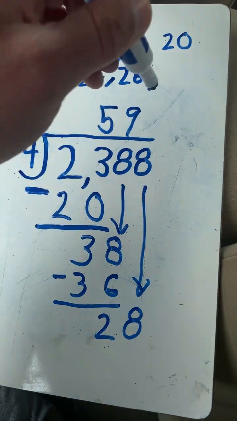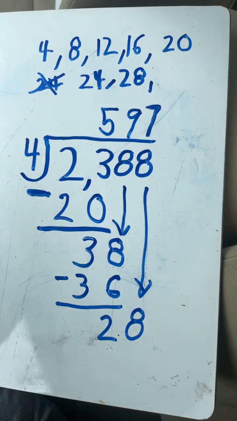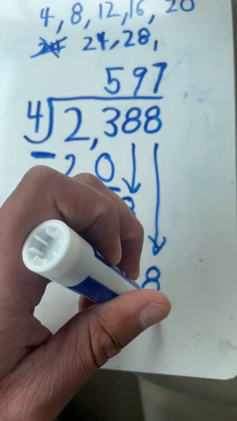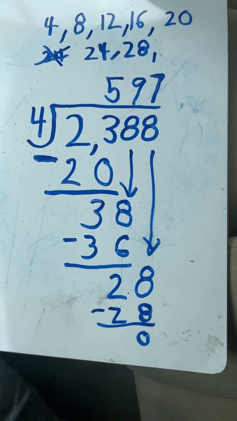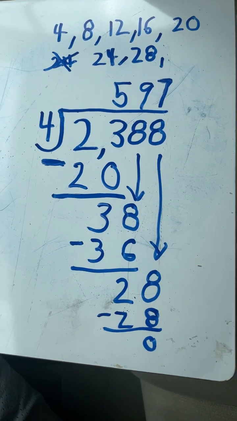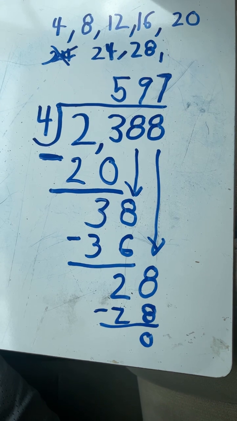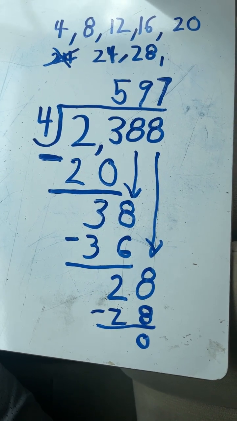So 28 divided by 4 equals 7. And here there was no remainder. 28 minus 28 equals 0. So we have our final answer. 2,388 divided by 4 equals 597.